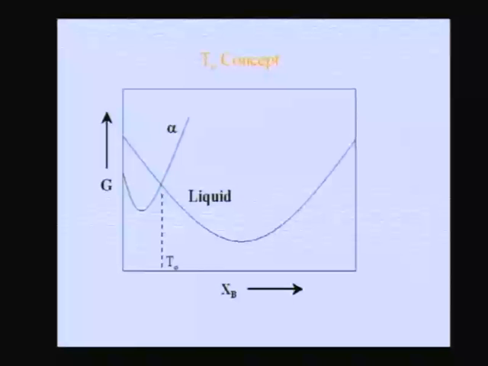G of liquid is equal to G of alpha, and that is what is called the iso free energy composition, where the free energy is equal. And if I am on the right side of this particular curve, what we see is that if I am taking a liquid and cooling this liquid from high temperature, let us take a typical situation of a eutectic.